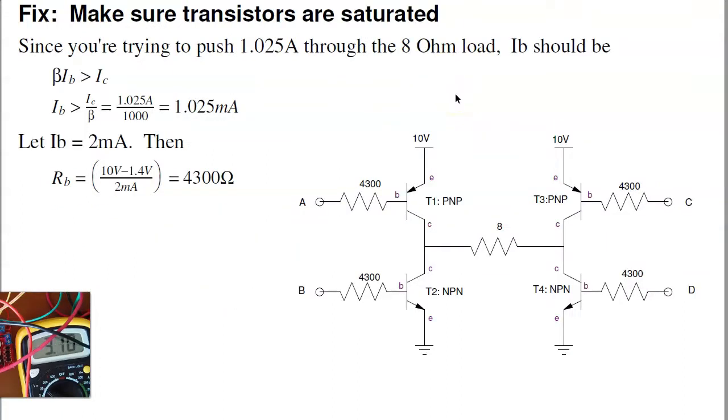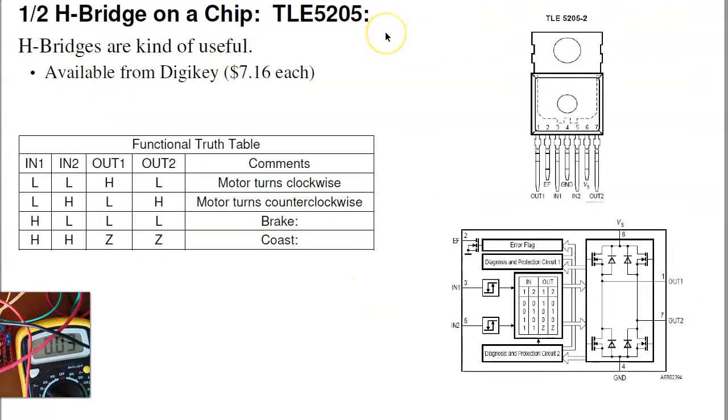If you want to design an H-bridge, what I need to do is pick the base resistors so that beta IB is more than IC. In this case, if I have an 8-ohm resistor, say a speaker, I want to push 1 amp through the load. Make sure beta IB is bigger than 1 amp, or since beta is 1000, IB is more than 1 milliamp. Pick something bigger than 1 milliamp, like 2 milliamps. If I want this to be 2 milliamps when they're turned on, that just says that the resistor should be 4.3 kilo ohms. And it's the same calculations for all 4. You might as well make them all the same, 4.3 kilo ohms. That's designing, building an H-bridge.